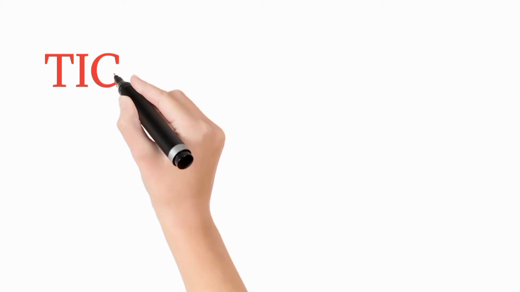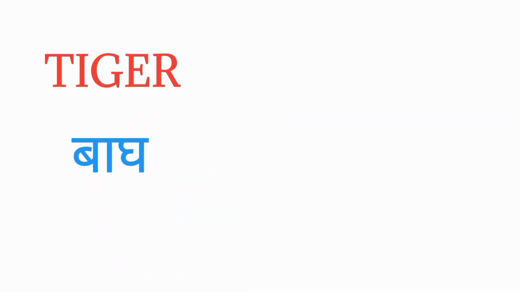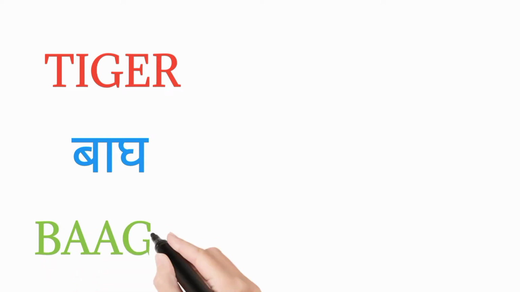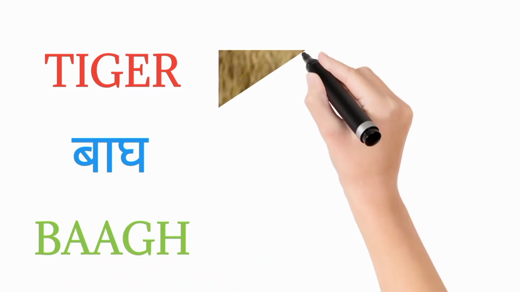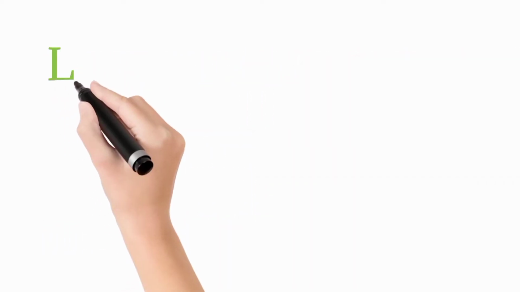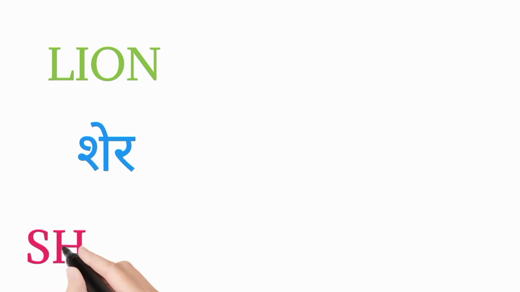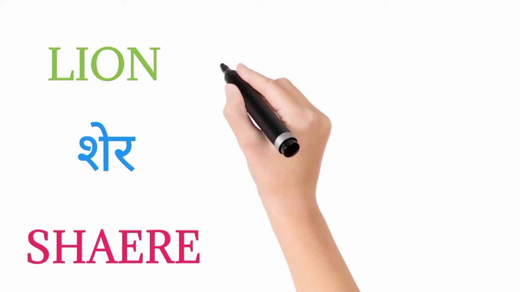First animal is tiger. For tiger it is bag in Hindi. Okay, for tiger it is bag in Hindi. Okay children. For lion it is sher in Hindi. For lion it is sher in Hindi. Okay children? Everyone should repeat after me.